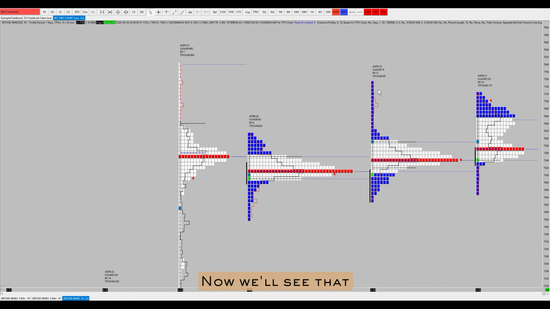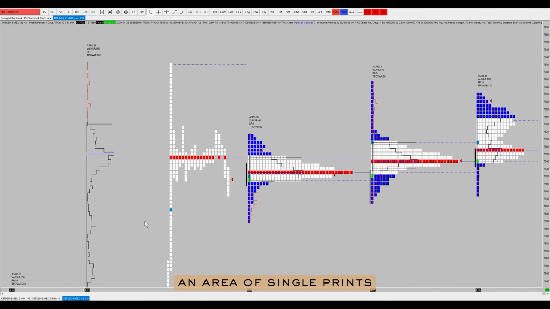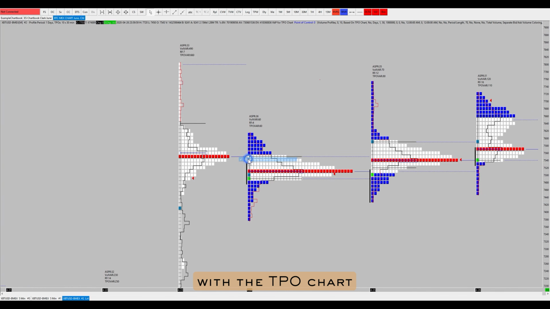Now we'll see that there's a difference between the amount of time we spent in an area and the amount of volume that's transacted. Sometimes you'll have an area of single prints, but you'll actually have volume transacted in that area that wouldn't be obvious if you were just looking at the TPO chart. So this is why we look at a volume profile with the TPO chart. We always want to see volume confirming price. Traditionally, this meant the presence alone was confirming these prices.